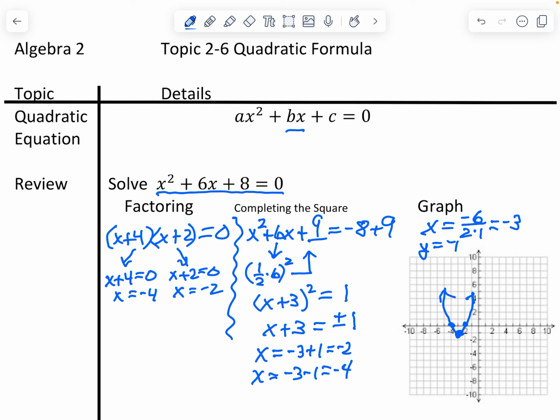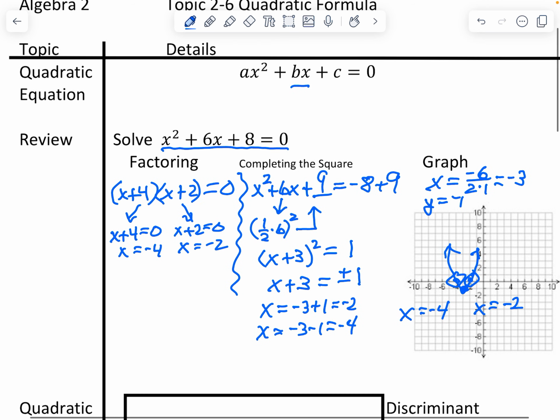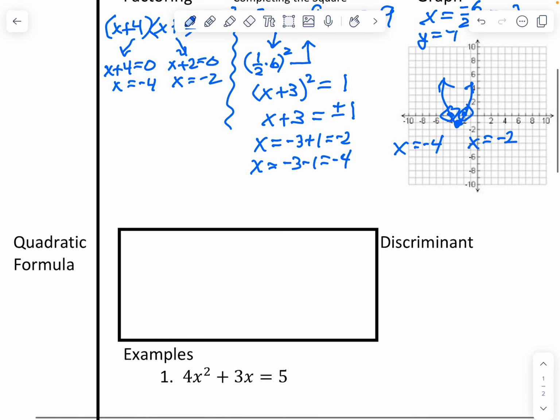Now, these two points where it crosses the x-axis at x equals negative 4, and then x equals negative 2, those two are the solutions because that's where it crosses the x-axis. That's how you do it by graphing, is see where the graph crosses the x-axis.